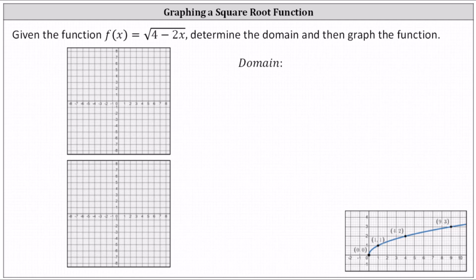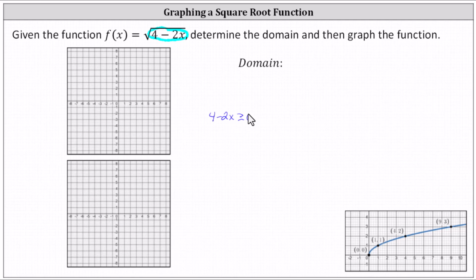Given the function f of x equals the square root of the quantity 4 minus 2x, determine the domain and then graph the function. To determine the domain, we need to recognize that for a square root function, the radicand must be non-negative, and therefore to find the domain, we need to solve the inequality 4 minus 2x greater than or equal to 0.